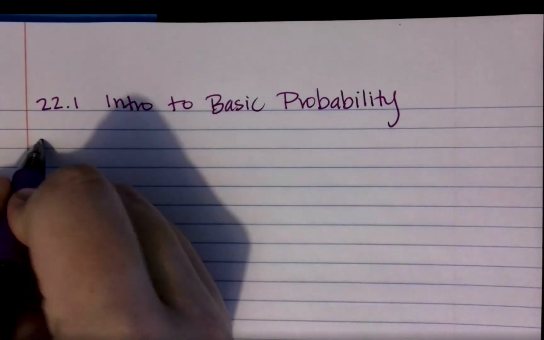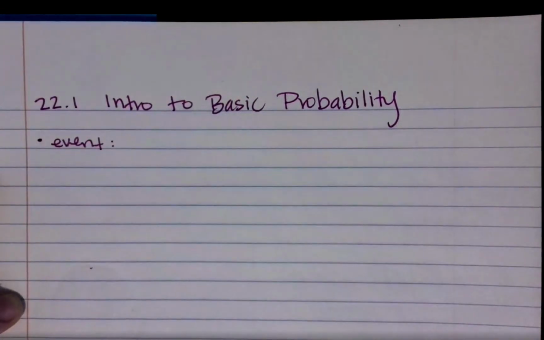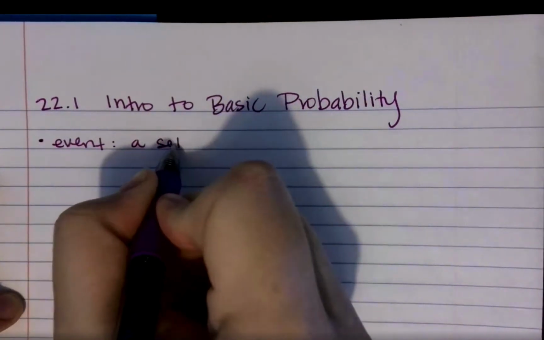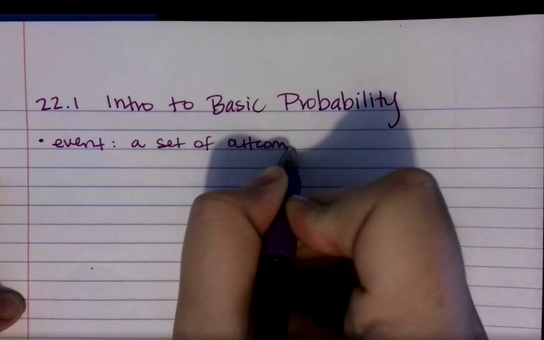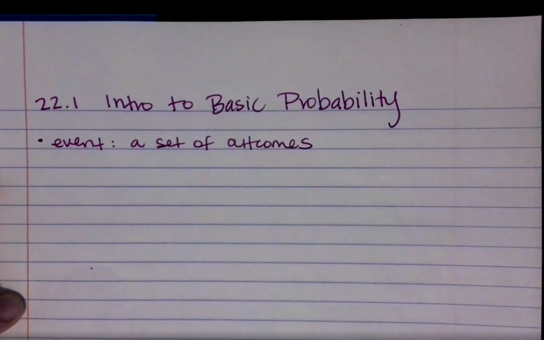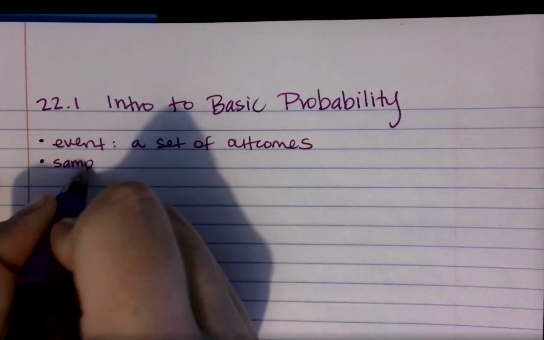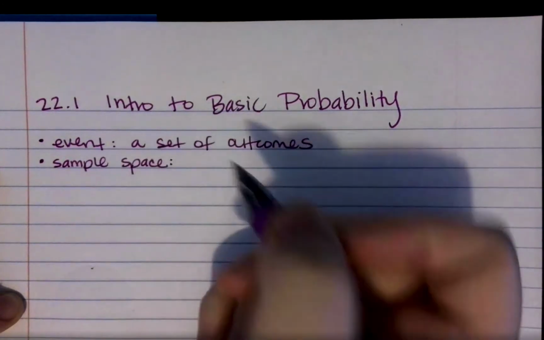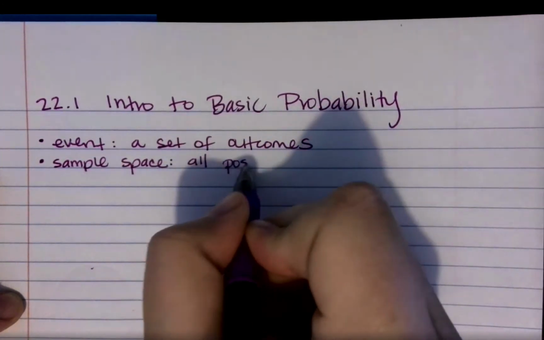Okay, so I'm going to do a couple definitions here. The first definition we have is something called an event. So an event in mathematics is just a set of outcomes. And then we're going to have something called a sample space, and I'm going to go over these in just a second. In a sample space, we have something that we call all possible outcomes.